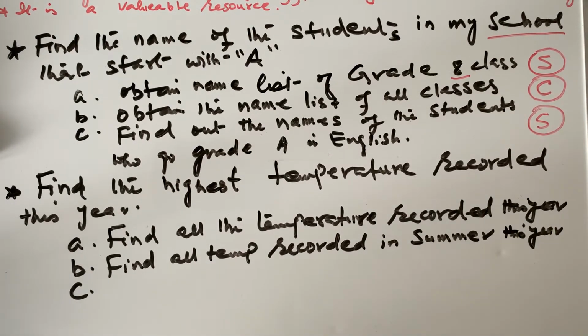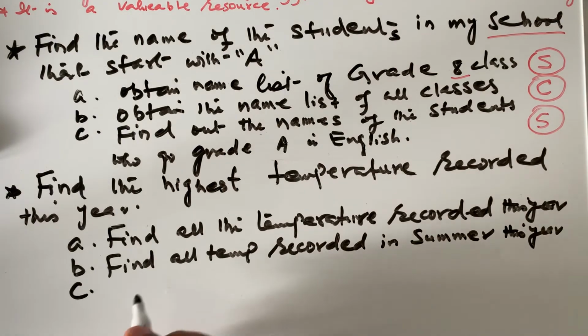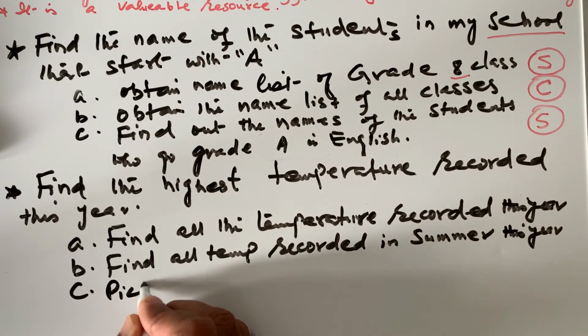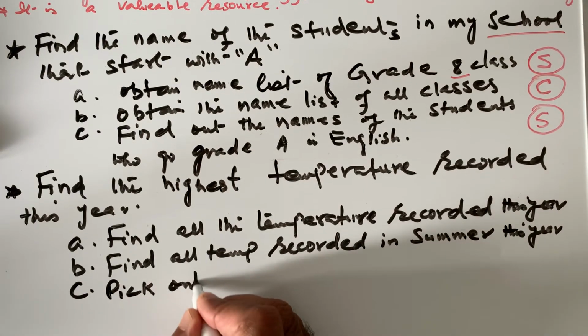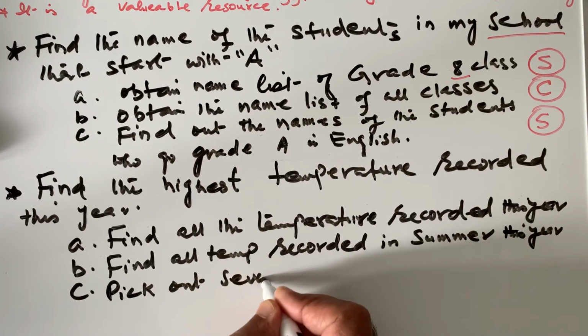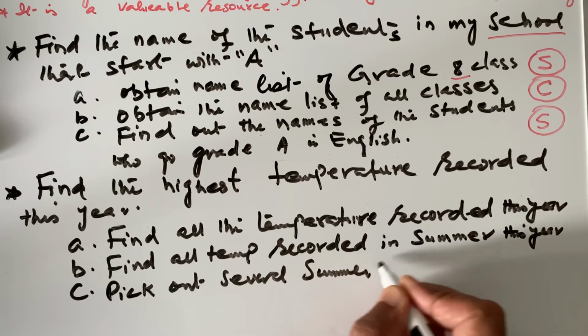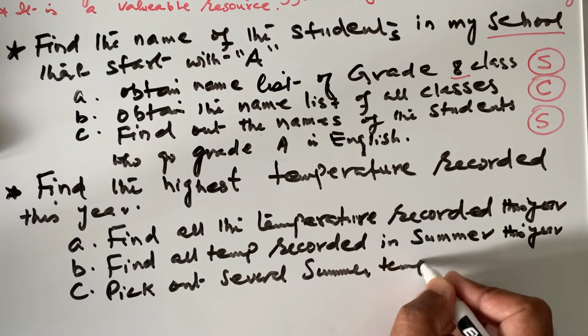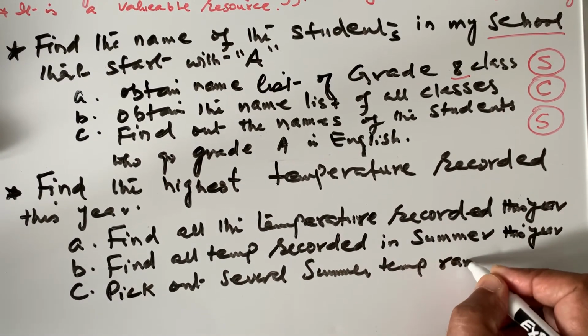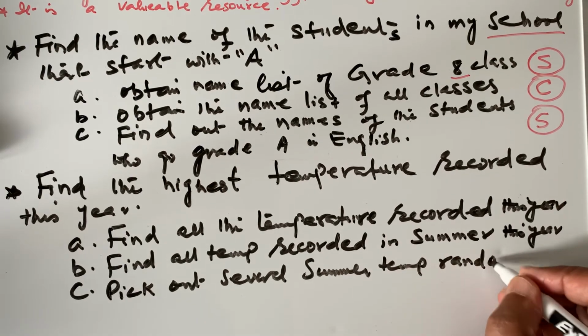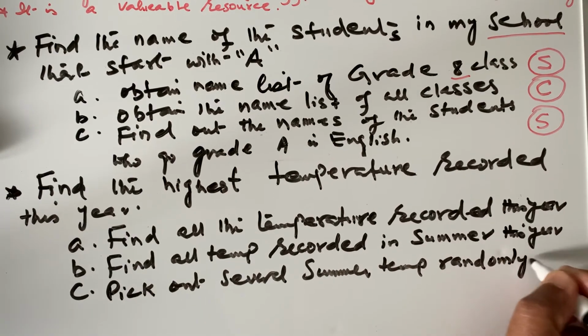Pick out several summer temperatures randomly. So we are again doing that same task to find out randomly, right?